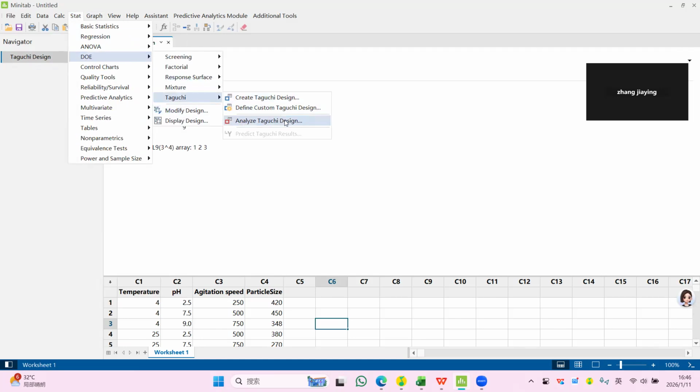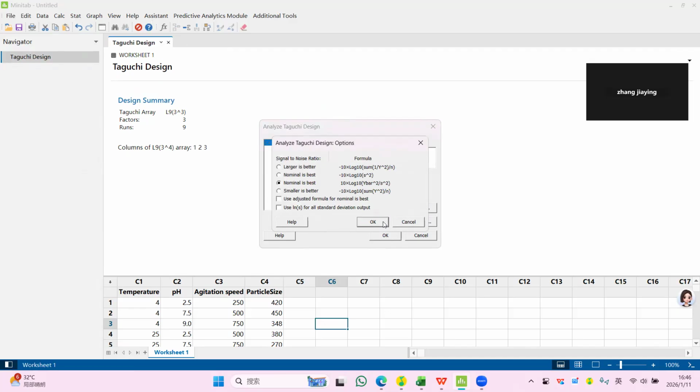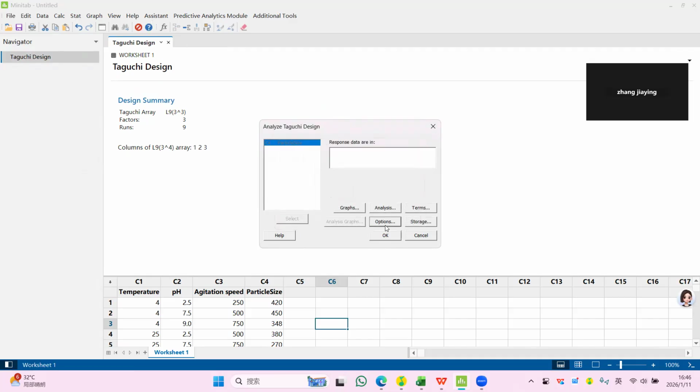Taguchi analysis. Because our goal was minimizing particle size, the smaller is better. The response data is particle size. So smaller, yes.